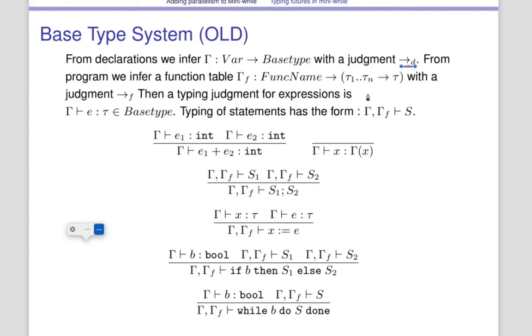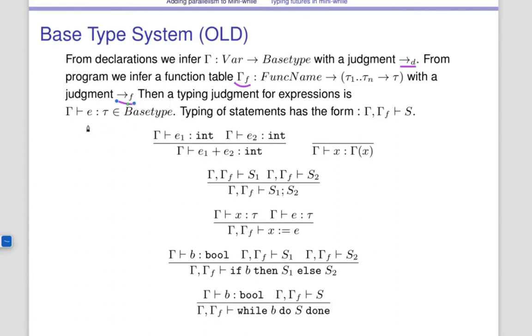Similarly, from a set of function declarations, we could infer a function table that is a typing environment gamma f, which is a mapping from function name to function signatures. So it would map, for each function name declared in my program, a signature that can be used to type the call to the function. And this was done with the type judgment OF, which was taking as input the set of function declarations.